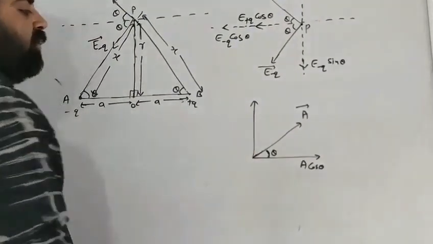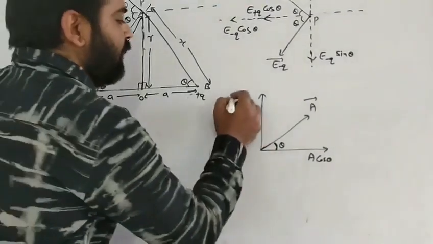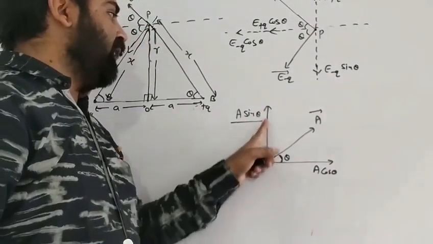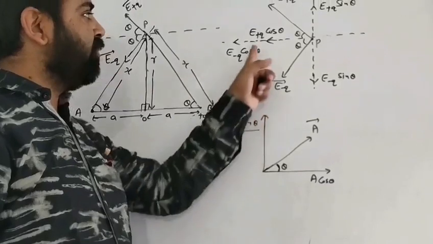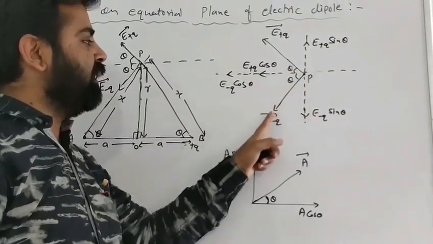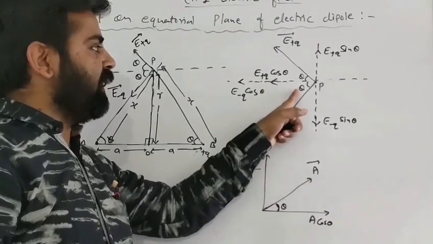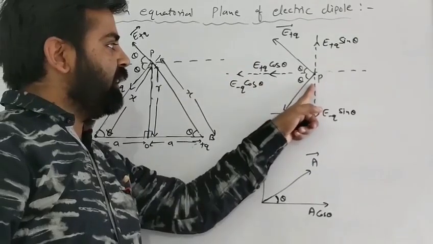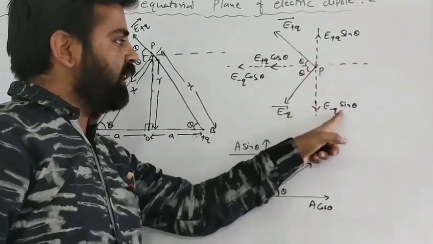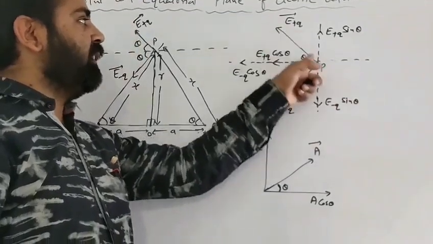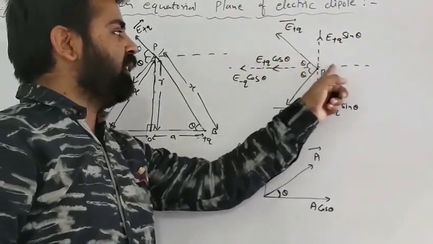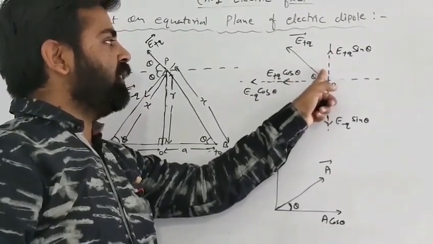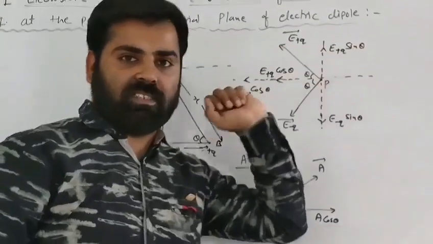The line which does not subtend the theta angle is said to be sin theta. So the vertical component is a sin theta. The same situation is represented here. E minus q, which angle theta is subtended by this line. So this is E minus q cos theta, and this side makes E minus q sin theta. In the same way, the vector E plus q makes theta angle from horizontal. So the horizontal component is E plus q cos theta, and the vertical component, which does not subtend any angle, is E plus q sin theta.